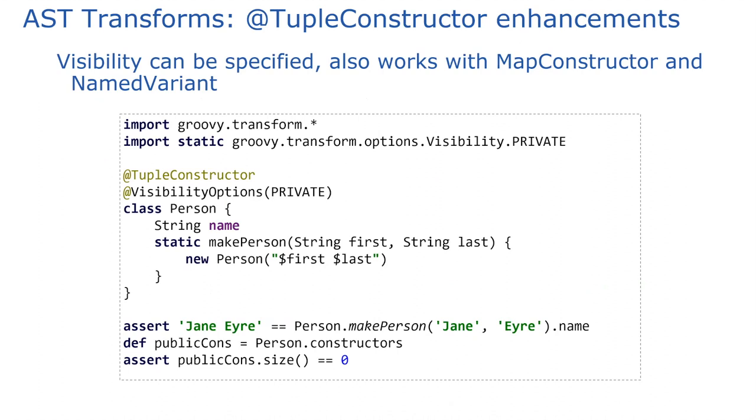Here's how we can create a constructor that's private. So we might have our own factory method, make person, and we'll put a private tuple constructor onto the person class, which we're making use of inside our make person factory method there. A lot of people were asking us, can you put a makePrivate equals true annotation attribute on tuple constructor? Well, we didn't want to bloat out all of our annotations, so there's now some common ways to configure things, and visibility options is one of those, and it's quite flexible.